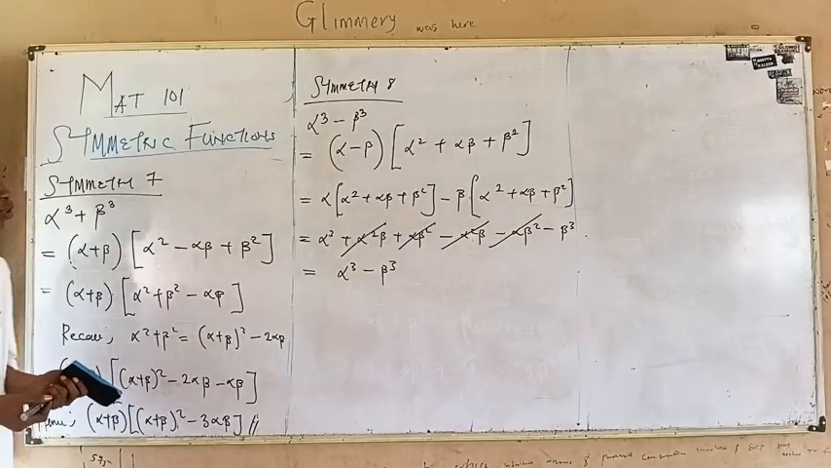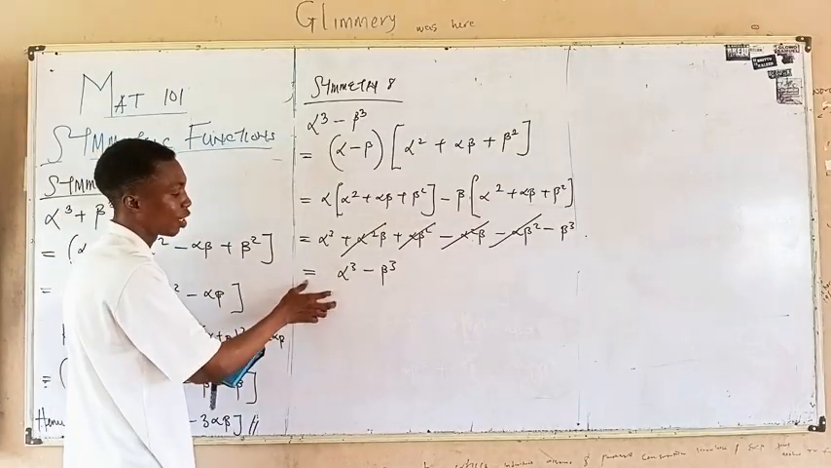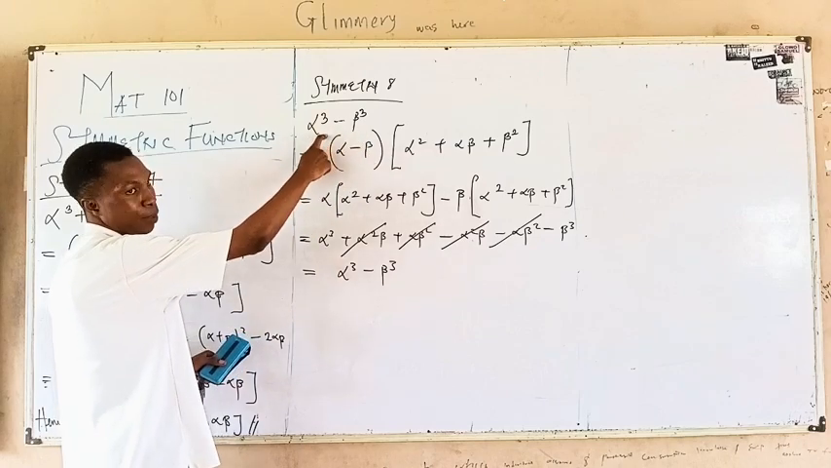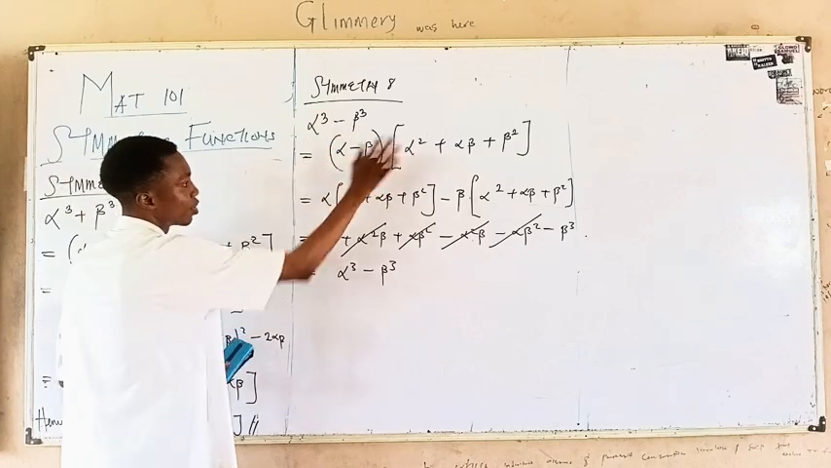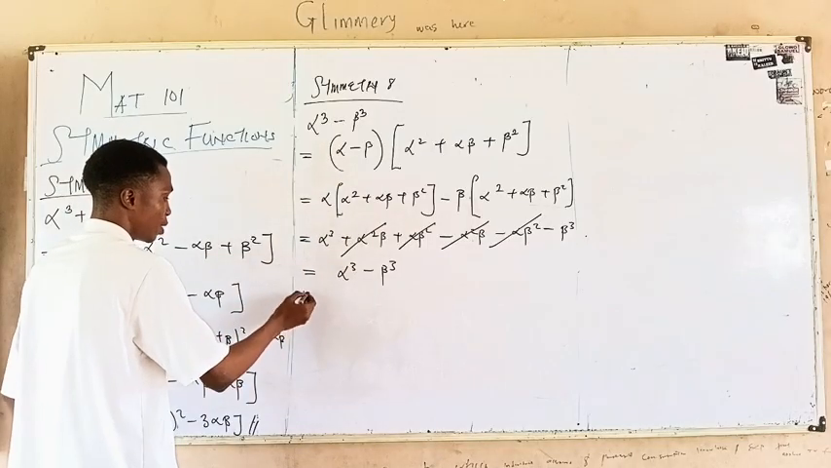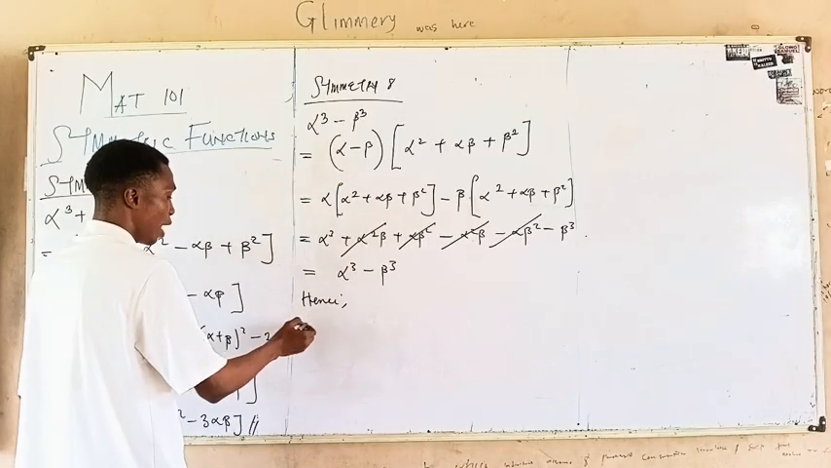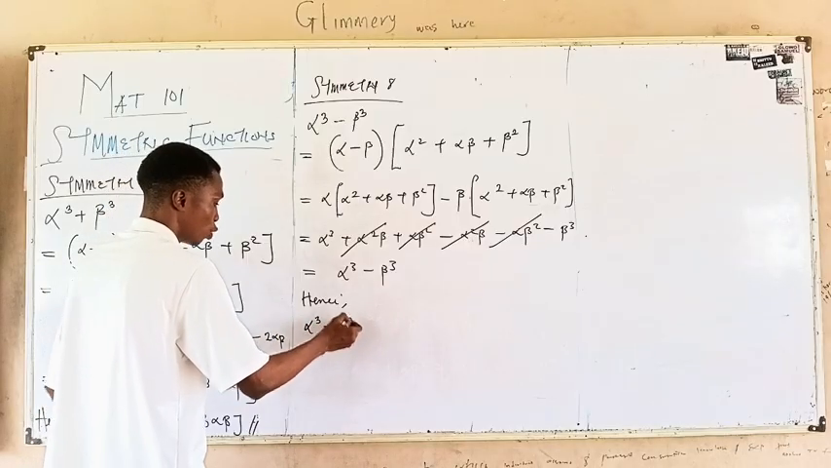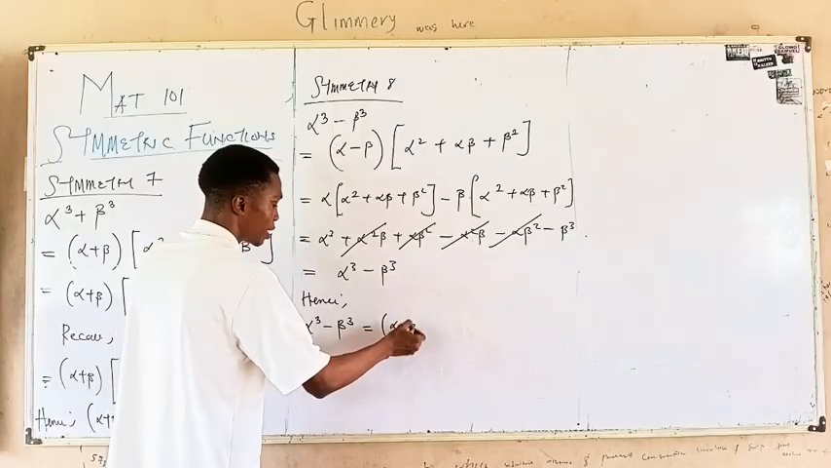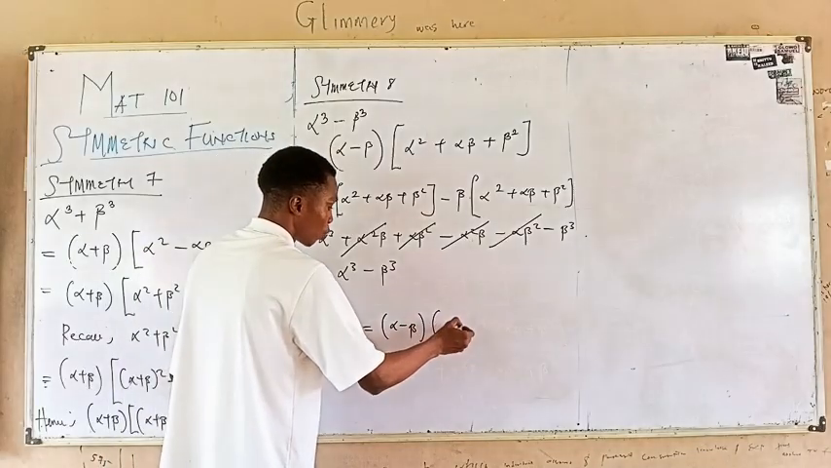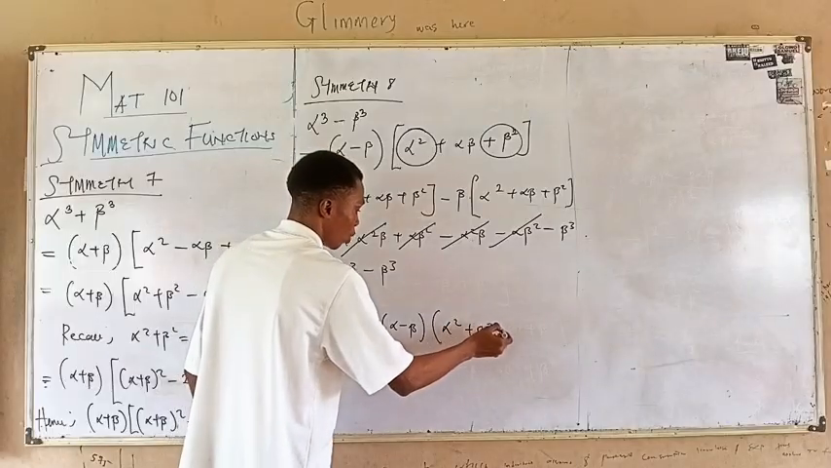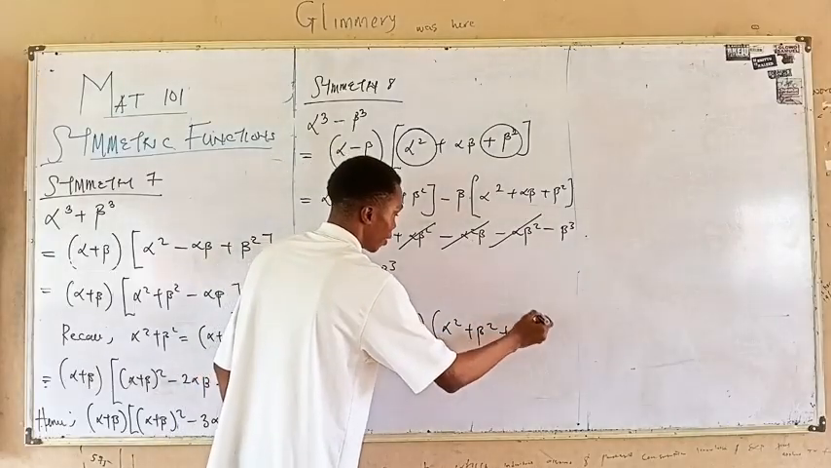So that's it. Now, you've already proven that when I apply this expansion, I'm going to arrive back at the same symmetry function. So therefore, I can go with this. Can I clean this off? Let's continue. So hence, if that should be the case, we have alpha cube minus beta cube equals alpha minus beta, then alpha square plus beta square plus alpha beta.